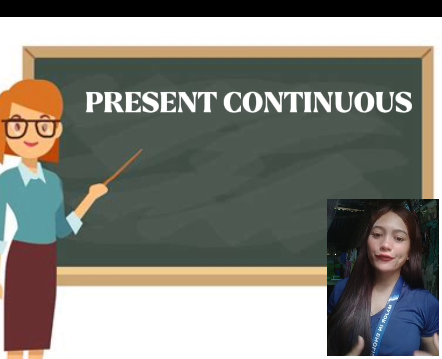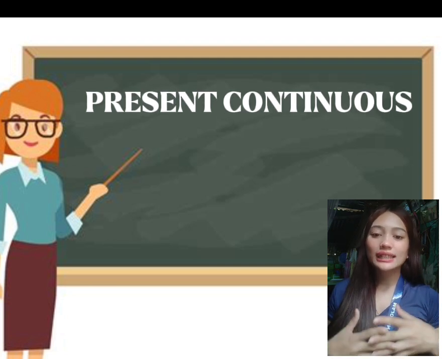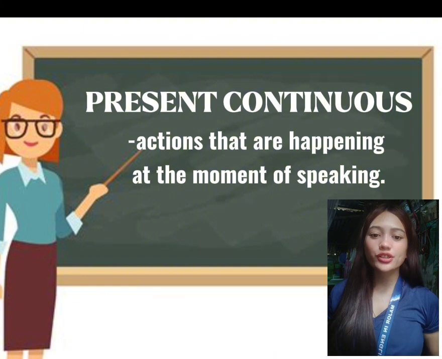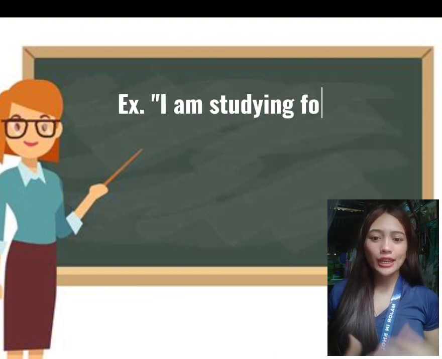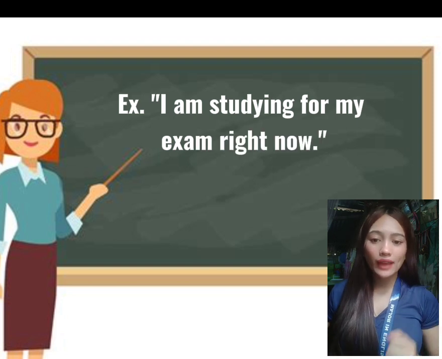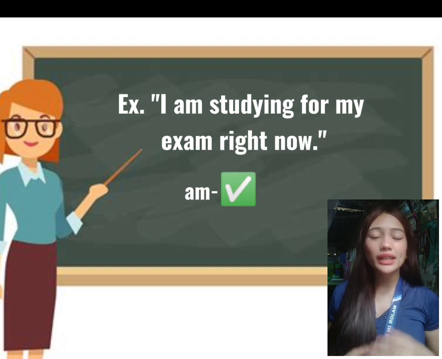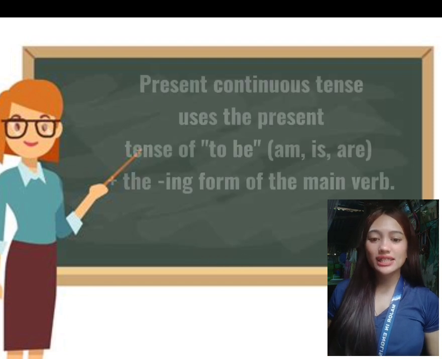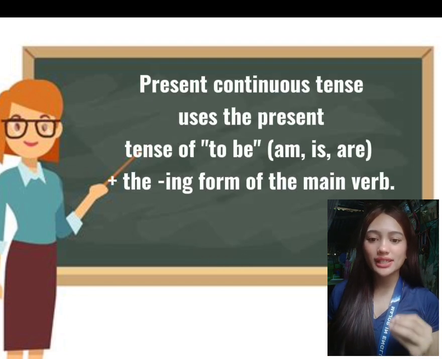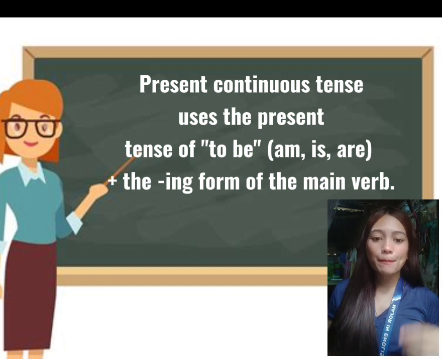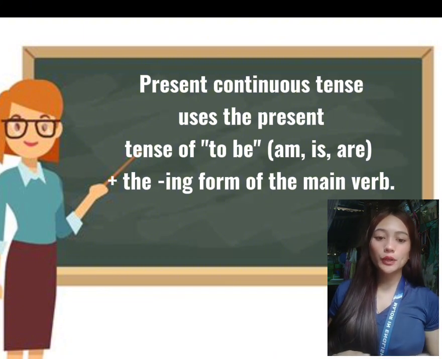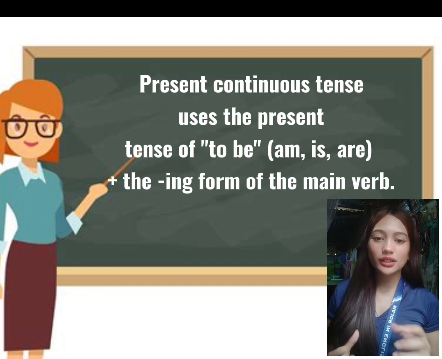Let's move on to the present continuous tense. This tense describes actions that are happening at the moment of speaking. For example, I am studying for my exam right now. Why do we use am instead of is? That's because the present continuous tense uses the present tense of to be: am, is, are, plus the ing form of the main verb. The correct form of to be depends on the subject.